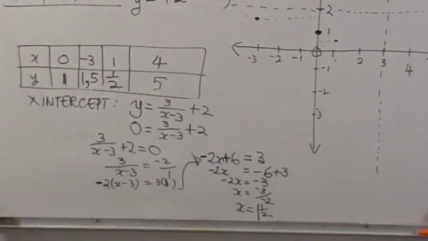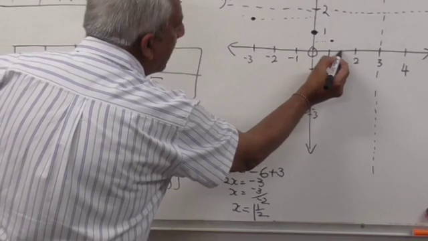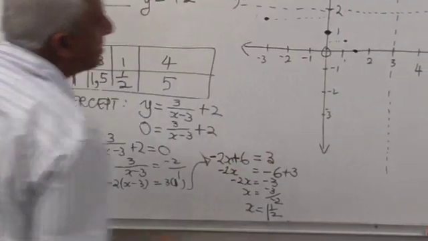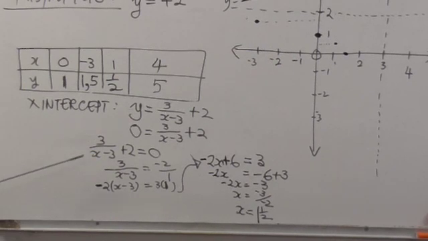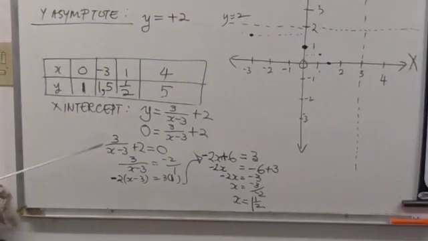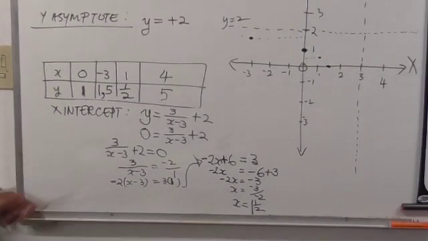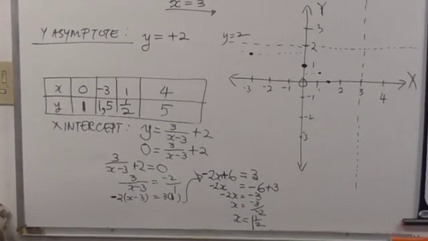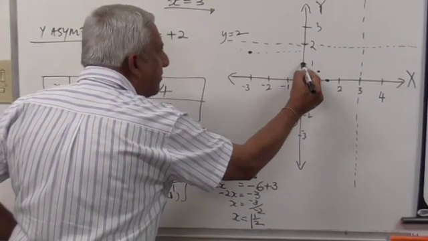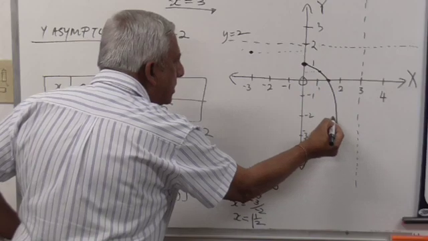Now that's right. Okay. Now we found the x-intercept. The x-intercept is 1.5. So we know that the graph goes exactly here. The x-intercept is 1.5. Alright. So we found the x-intercept. We can now draw the graph. So this part of the graph goes like this.